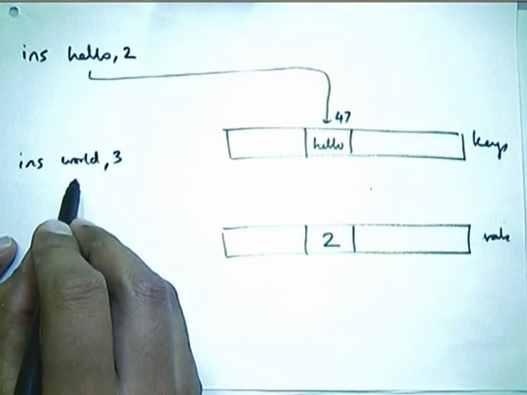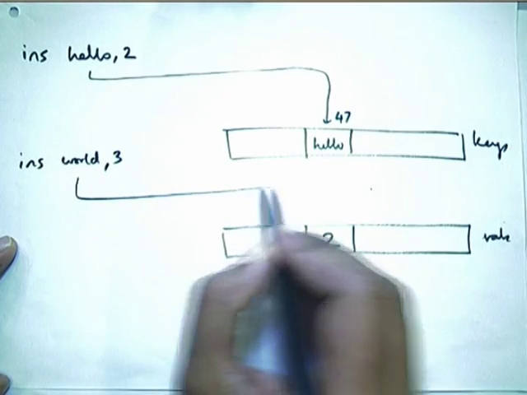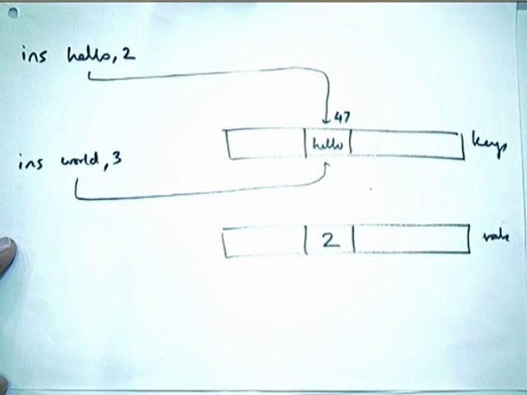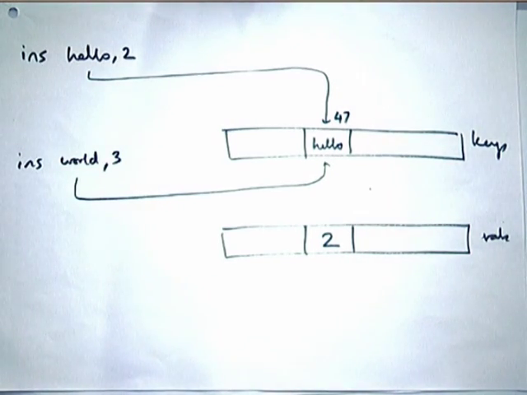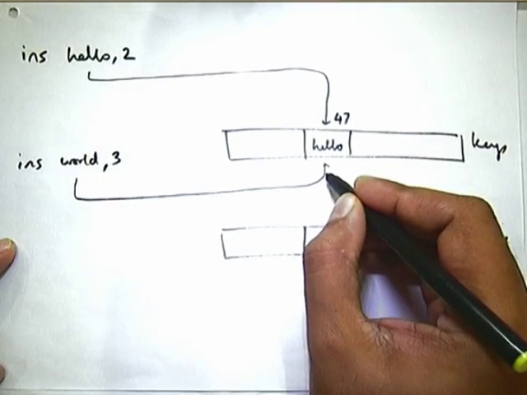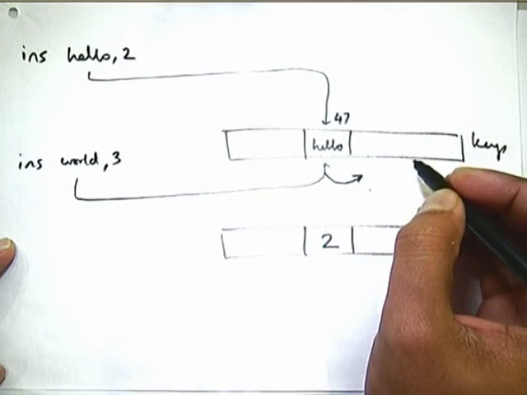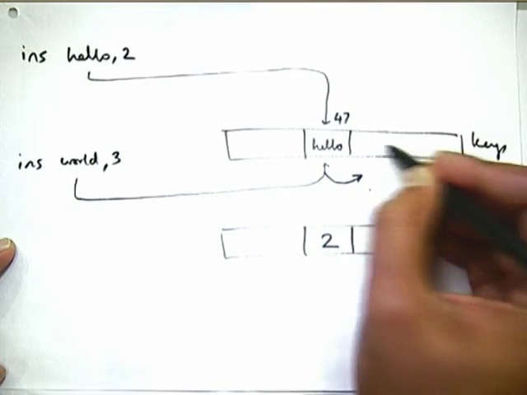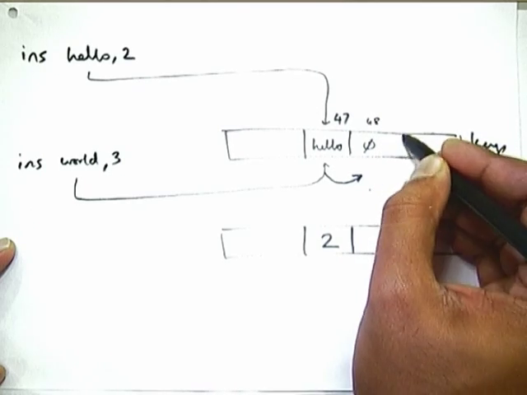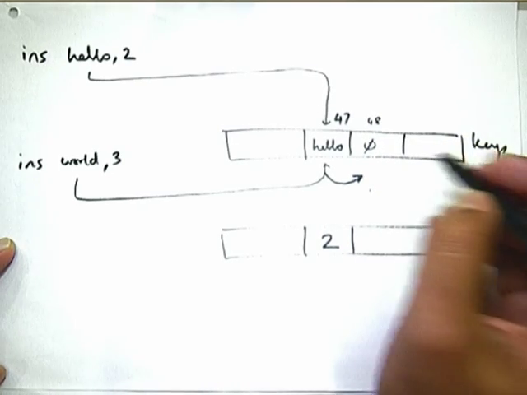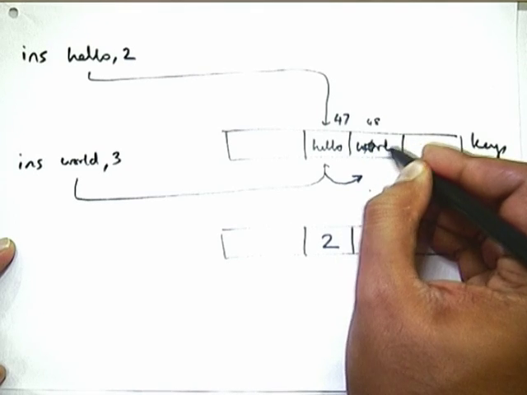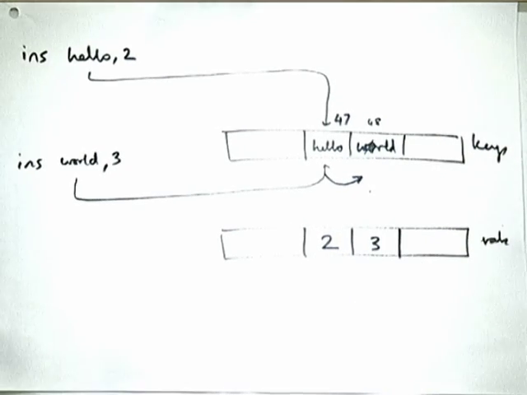Now suppose world also, you're unlucky, and world also hashes to location 47. I go and read location 47, I find that hello is already there. Then I know that the hash value of hello and the hash value of world are equal, both 47, and I have a collision. So since 47 was occupied, I'll go look for the next slot, and suppose I find 48 to be empty. Now I stick in world here and I stick in 3 there.